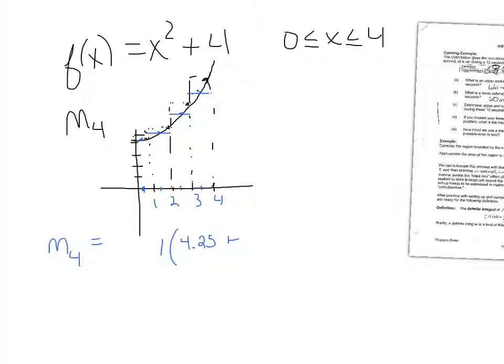Plus 3/2 squared plus 4, so 9/4 is 2 1/4. Is that right? Make sure I'm adding those right in my head. Plus 5/2, 25/4 is 6 1/4 and 4. And 7/2 would be 49/4, which would be 12 1/4 plus 4. Is that right?